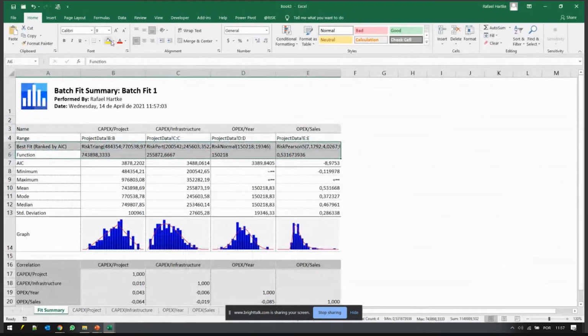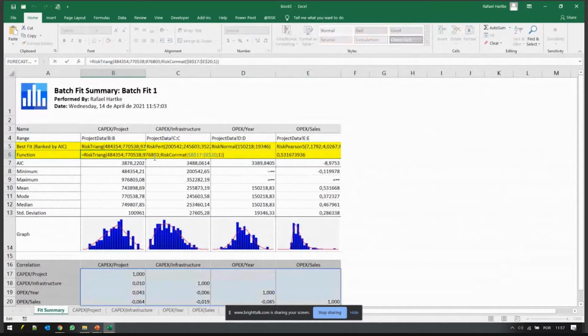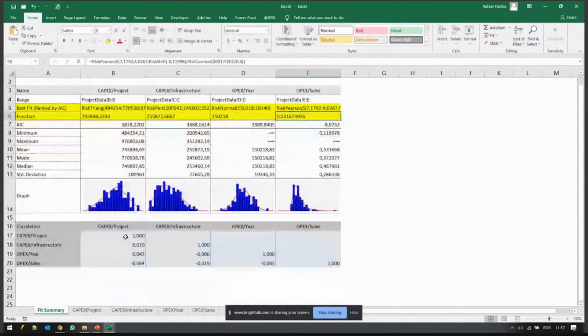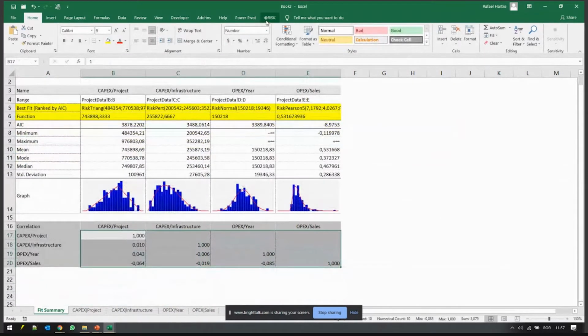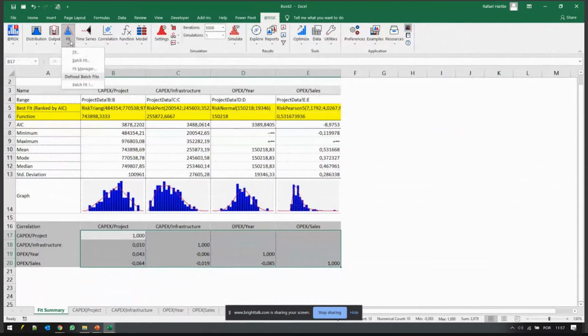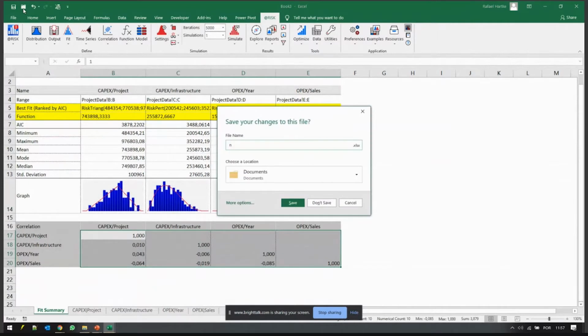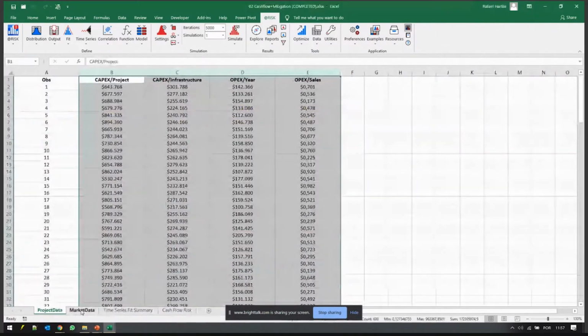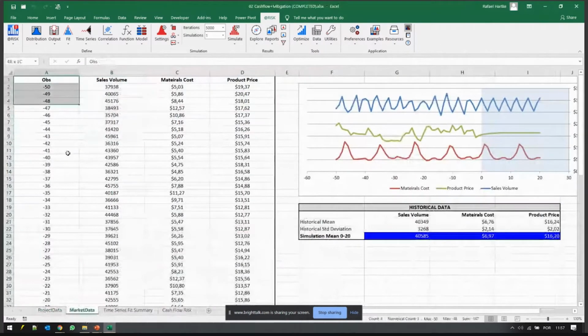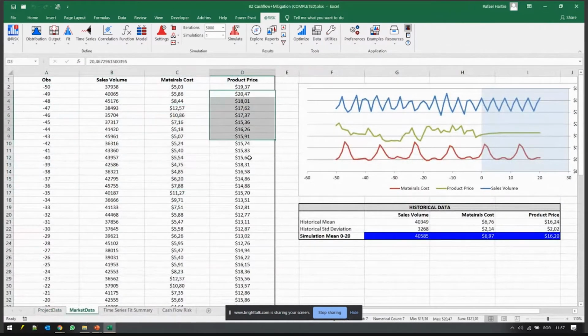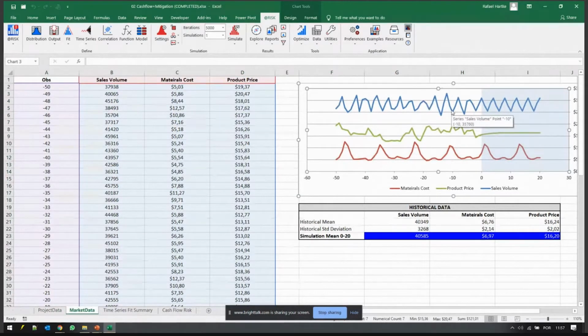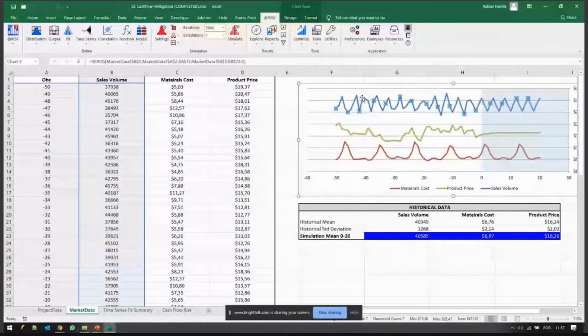So for example, here I discovered the name and the equation for each of my risks. So capex project behaves like a risk triangular, infrastructure like a PERT, the other one like a normal, and the other one Pearson, which is more or less like a log normal distribution. It also calculates the correlations for you, and it gives you a report with everything you need to go from a data set into distributions directly into your model. You can also do that with time series. So if you have, like we have here, market data, historical data over time for sales, material costs, product price, and you can see the graph here for sales.